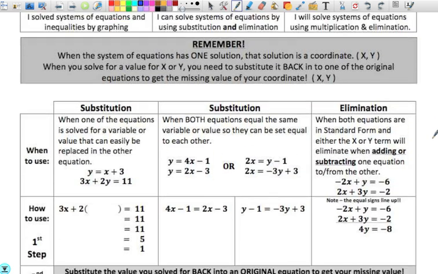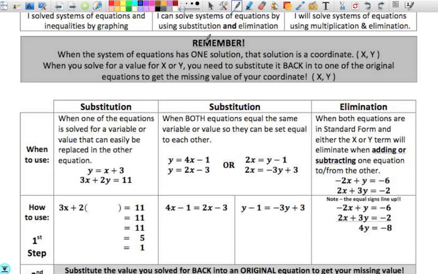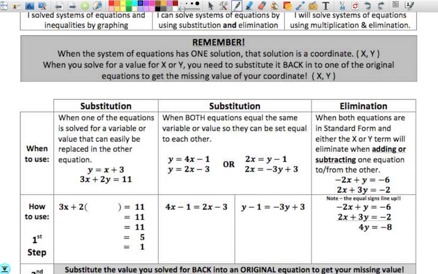So the first thing we have to remember is that when the system of equations has one solution, meaning they cross in one place, that solution is a coordinate. It's not just an x equals 2 or a y equals 3, it's an xy coordinate. So when you solve for x or y, you need to substitute it back into one of the original equations to get the missing value of the coordinate, and we'll be practicing that today.